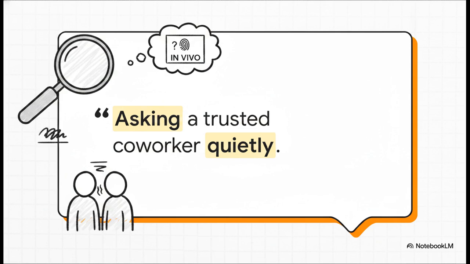During open coding, the researcher breaks those transcripts down and pulls out labels. Take this exact phrase, asking a trusted coworker quietly. Researchers call this an in vivo code because it captures the raw, exact words of the participant. It's a tiny but highly specific clue.